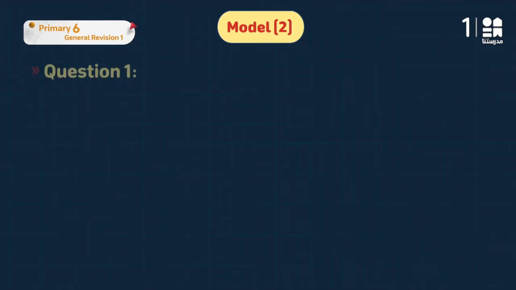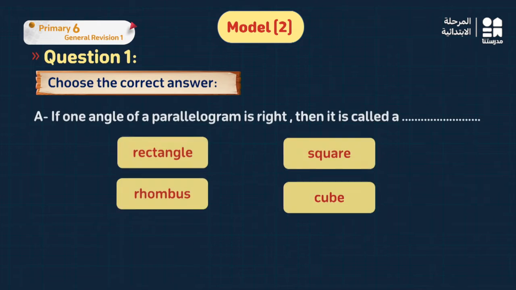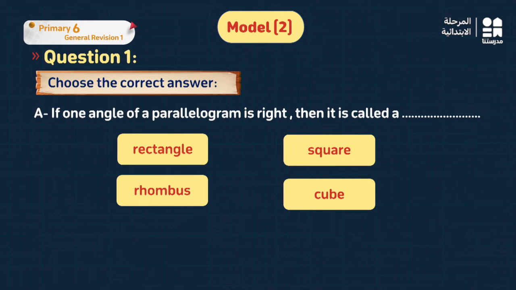Okay, model 2, the first exercise. Example number 1, he starts the model with choose the correct answer. Let's see the first one. He tells me if one angle of a parallelogram is right, then it is called a rectangle, rhombus, square, or cube. Let's see, a parallelogram: the opposite sides are equal and parallel.